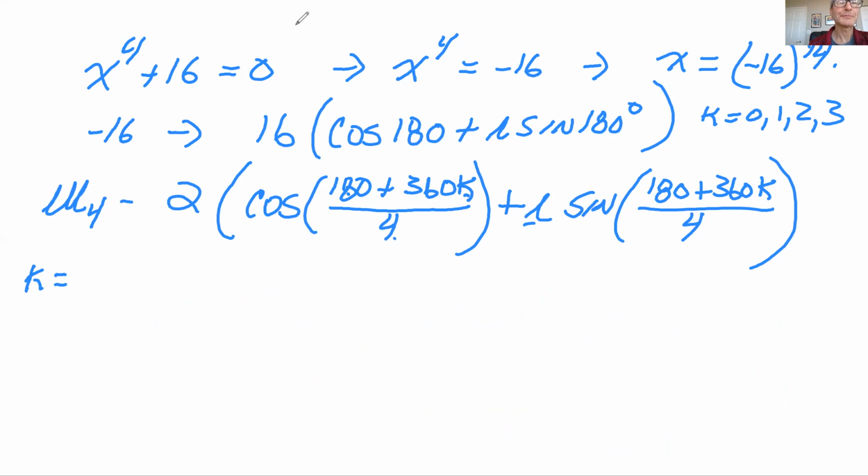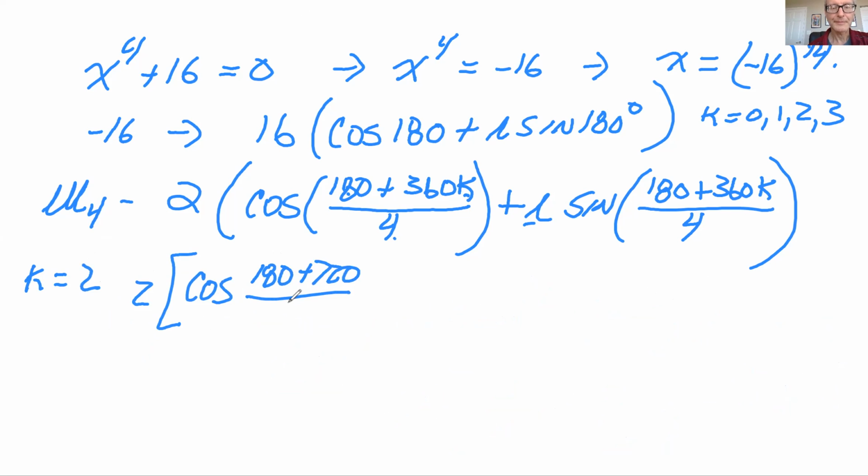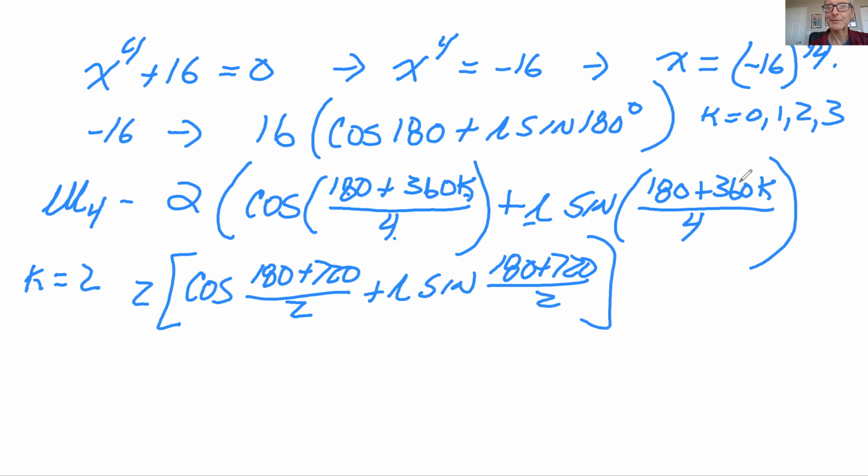And so when k equals 2, what do we get? Well, again, we have 2 out front, and now we have cosine of (180 plus 720) divided by 2 plus i sine of (180 plus 720) divided by 2, right? Because 360 times 2 is 720. So again, that's why I like this in degrees. I get my calculator out. 720 plus 900 divided by 4 is 225, all right?